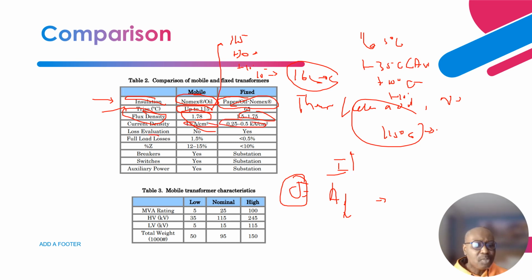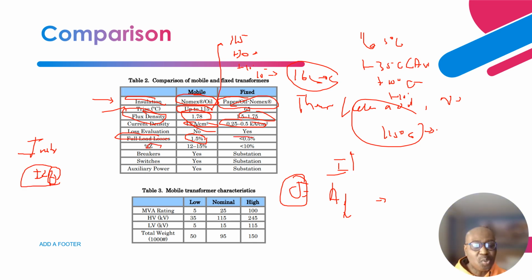Okay, then your full load losses. You have 1.5% for your mobile substation, because your I is higher. The full load loss is what? I squared R. So your resistance is also going to be high. So basically it translates into higher losses comparably.